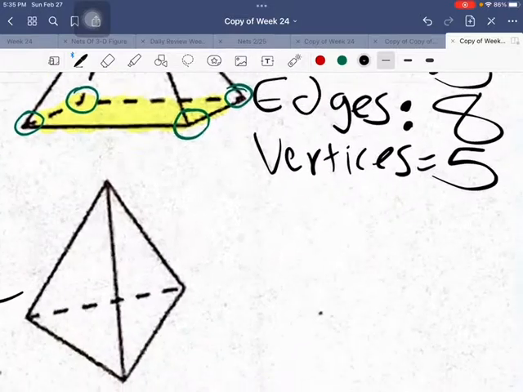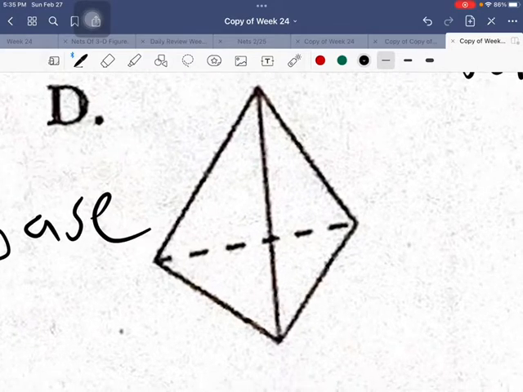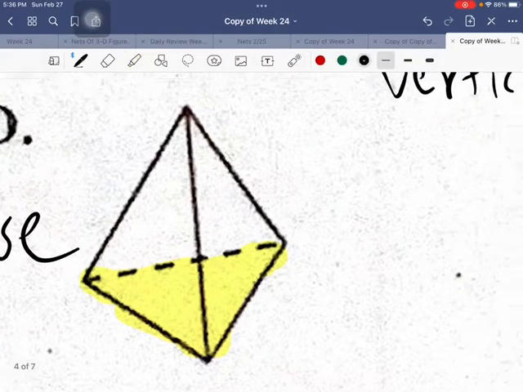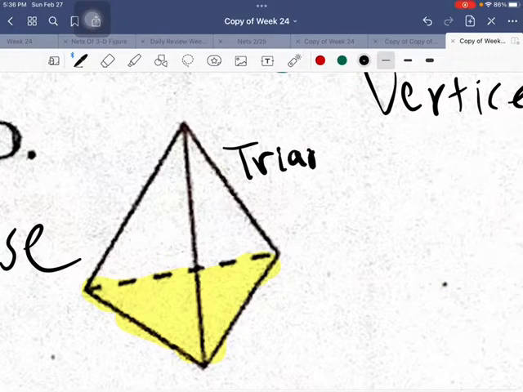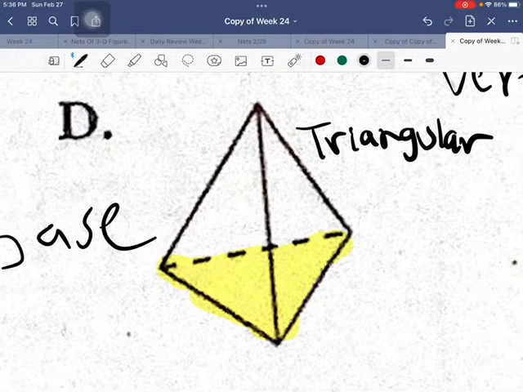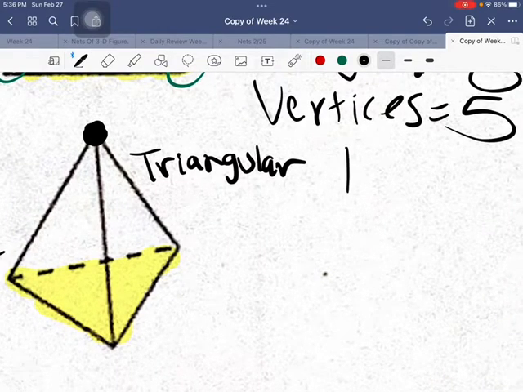Let's just check this last one just in case. First of all, what's its name? What's its base? Well, yeah, this is the base. What shape is it? Triangle. So we're going to have to do triangular. Now, here's my question. What do you think? Is it going to be a prism or a pyramid? If it just has one face and one little corner at the very top that everyone's touching, then it is a pyramid.